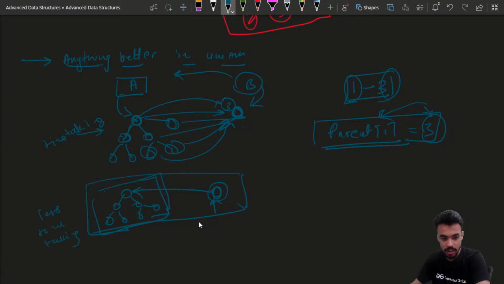So this is the idea behind the optimization. If you are talking about the optimization technique, if you are doing the optimization in find, you can do it in two ways. One is union by size and the other one is union by rank.